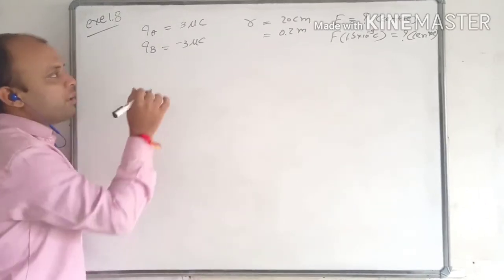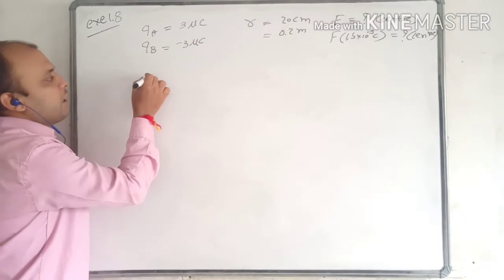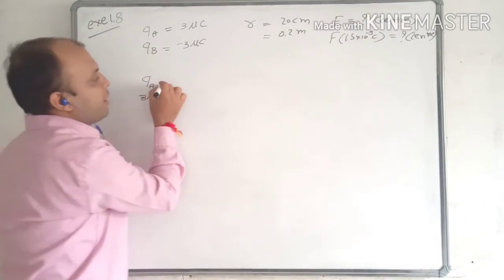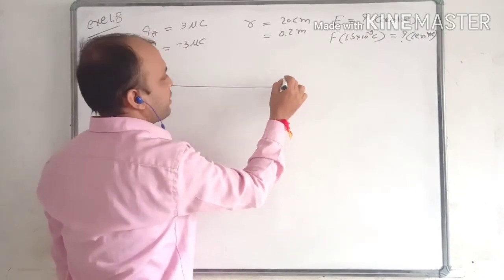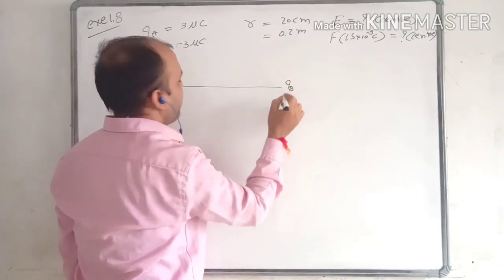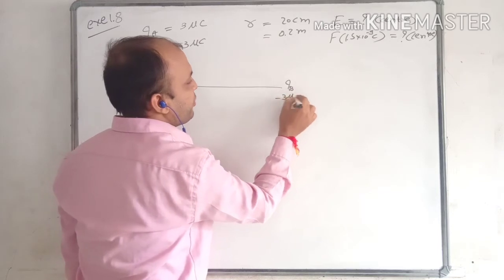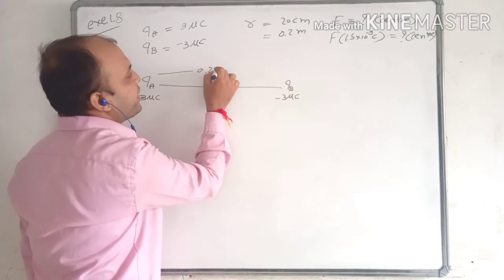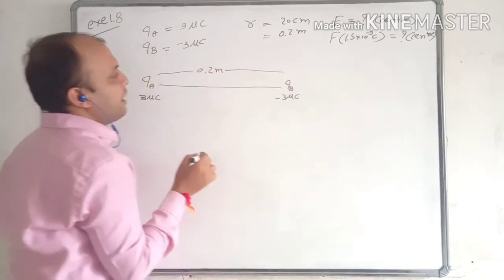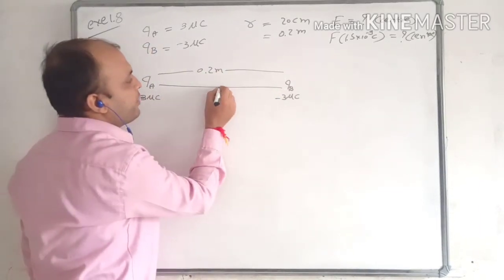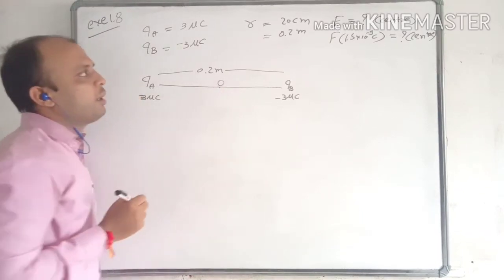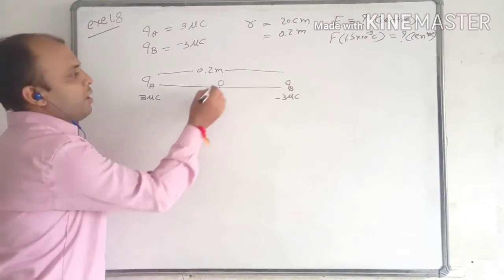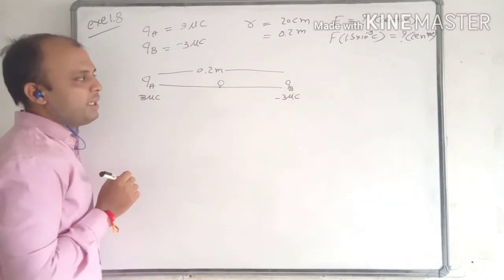Now we first draw the figure for this condition. QA, that is 3 microcoulomb, and QB at another point with minus 3 microcoulomb charge. Both are separated by 0.2 meter. Now at the center, we take the center as O, and we have to find the electric field here.